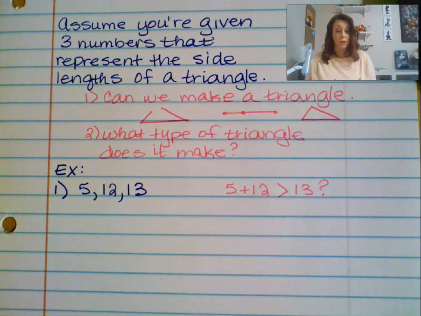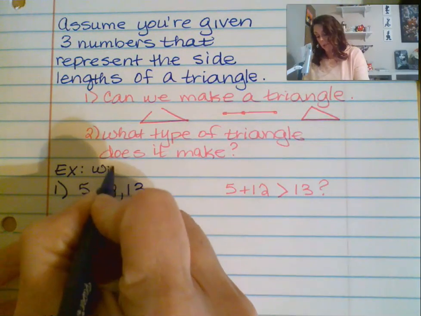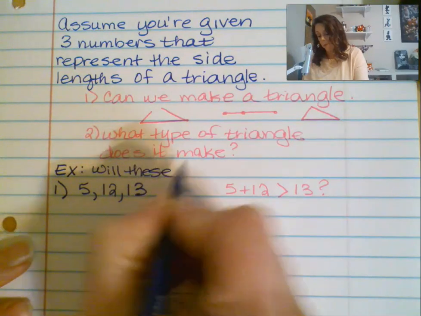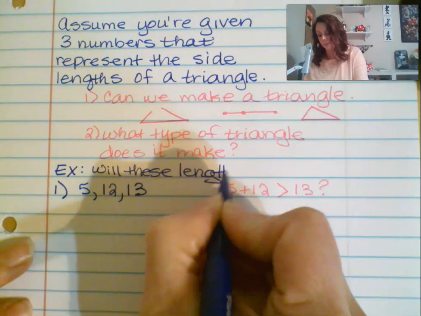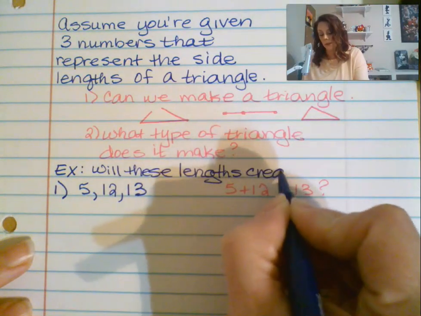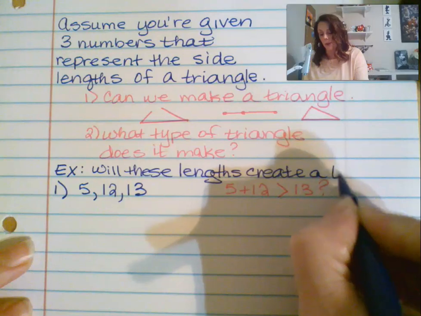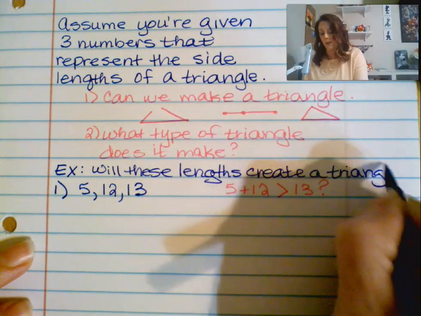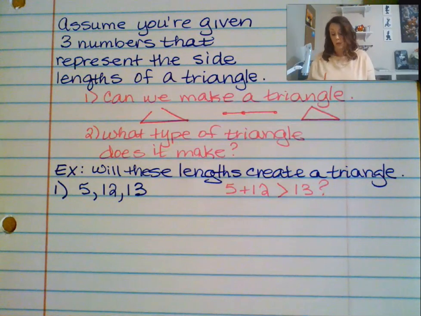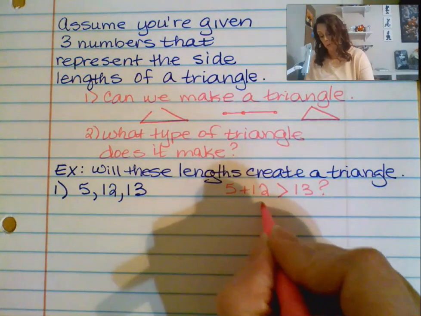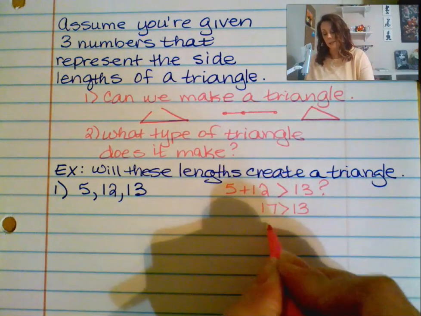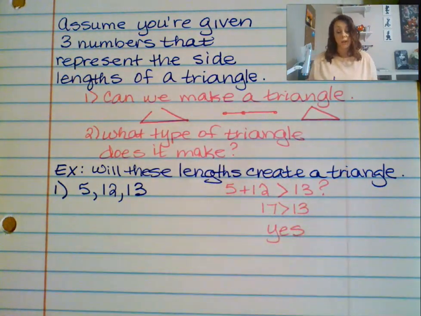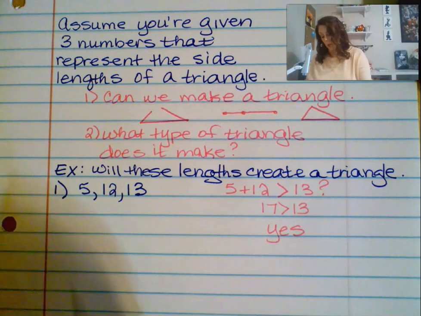If the answer to that is yes, then we can go ahead and continue with determining if it's a triangle or not. So what we're answering here is, will these lengths create a triangle? In the case of our first example here, 5 plus 12 is 17. 17 is greater than 13, so that's acceptable, which means yes, we could create a triangle with those 3 side lengths. Now let's look at another example, number 2.